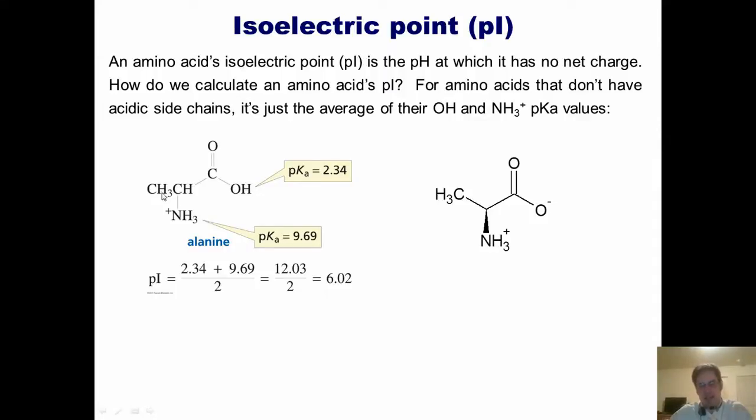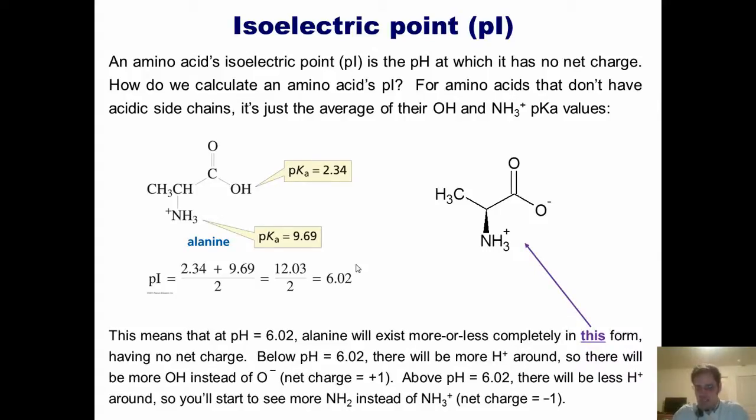Because that's the kind of side chain it has, the isoelectric point pI is just the average of these two pKa values. That's it. So I just take 2.34 plus 9.69, get a number, 12.03, and divide it by 2. That number, 6.02, is alanine's isoelectric point pI. So what in the world does that mean? Simply put, it means that at pH 6.02, alanine will exist more or less completely in this form right here, having no net charge.